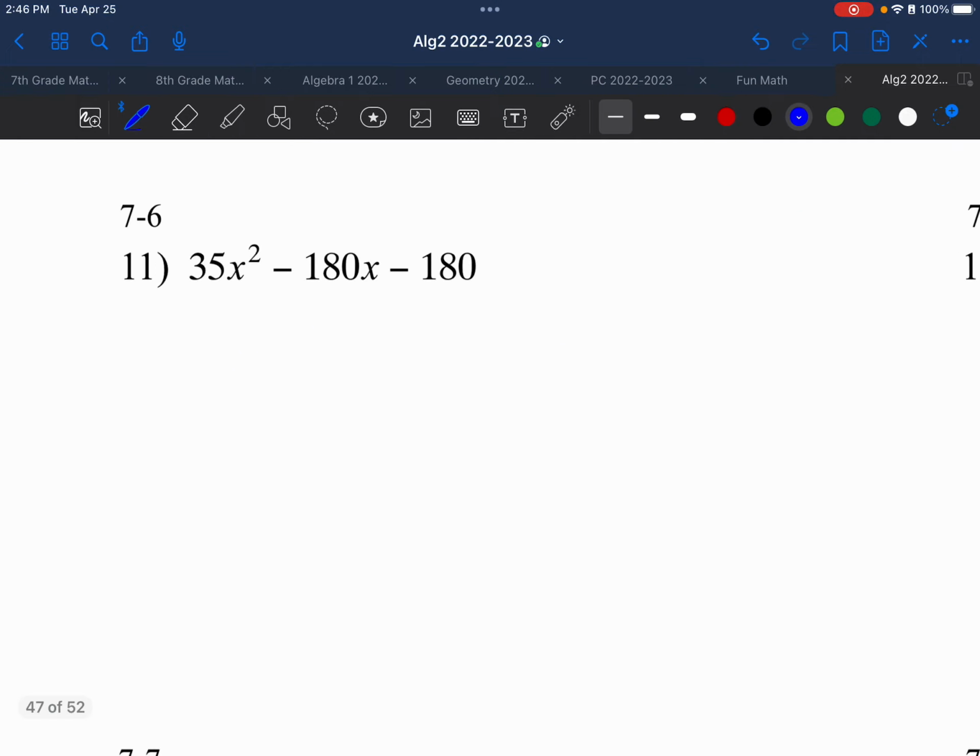What about number 11? Can I divide each of these by a number? I think 5 is probably a good number. Yeah, so divide by 5, divide by 5, divide by 5. So the greatest common factor here is 5. I'll pull that out. When I divide each of these by 5, I'm left with a 7x squared.